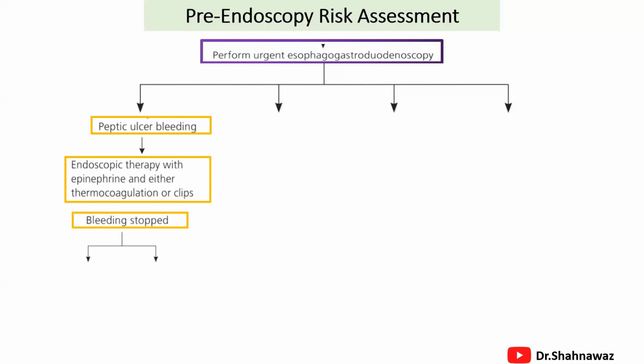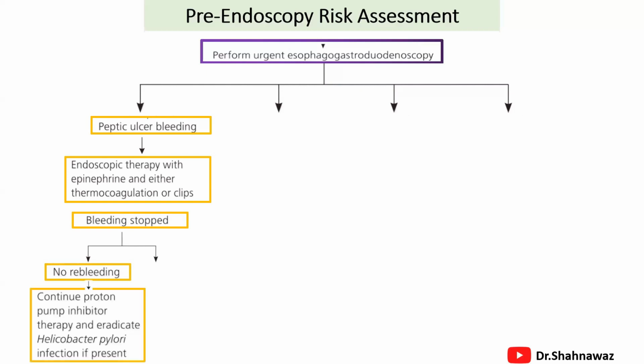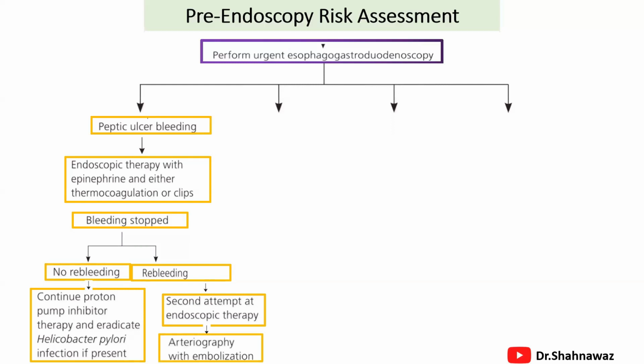If the bleeding stops and we don't see any rebleeding, then we continue the PPI therapy, and H. pylori should be eradicated in those patients. And if the bleeding recurs, then we do a second attempt at endoscopic therapy, to see what happens again in the peptic ulcer. And then we do arteriography with embolization, like we use gelatin or something to stop the bleeding.